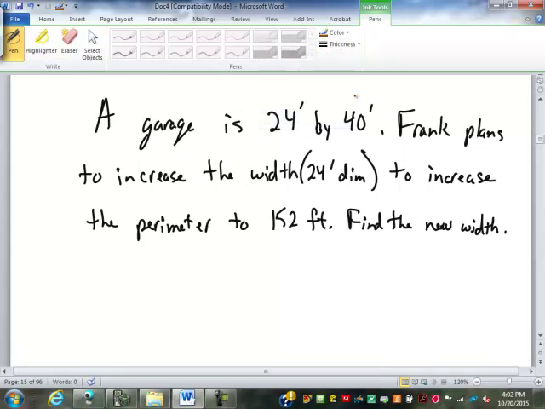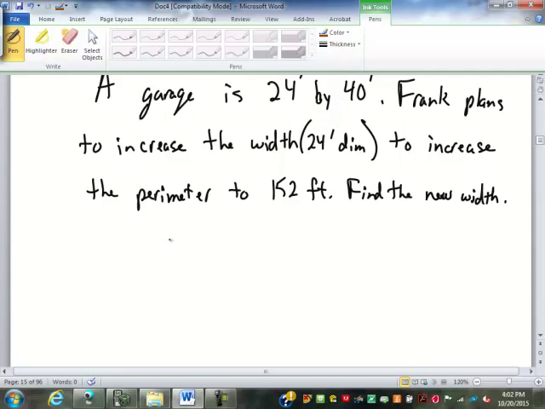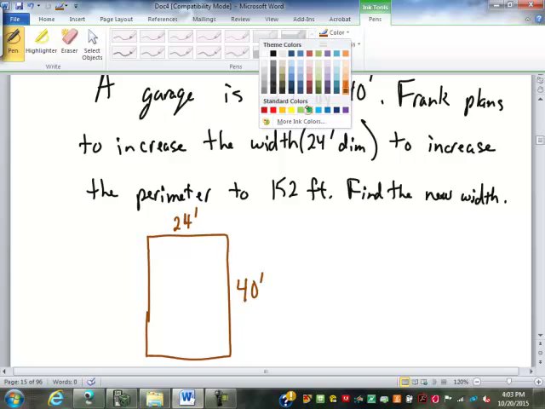Well, whenever we deal with problems like this, I like to draw pictures. So I'm going to draw a picture. So we have this garage. Right now it's 24 feet here. That's 40 feet long. And Frank wants to increase the width.